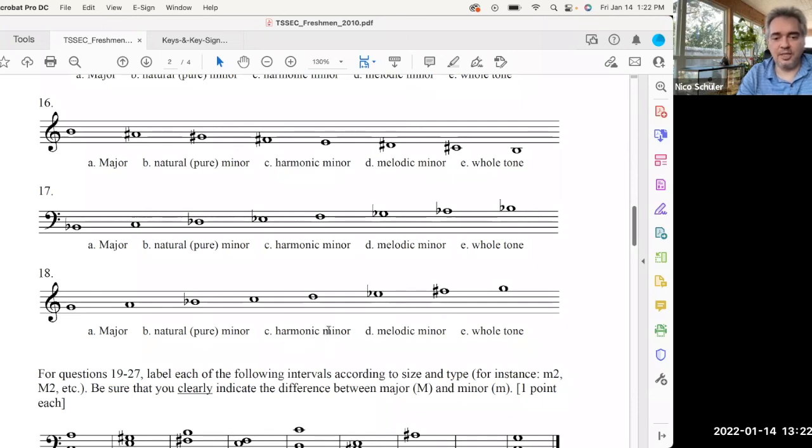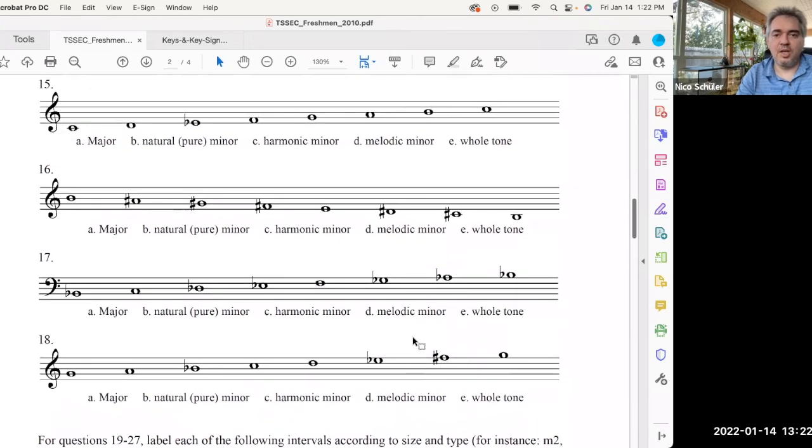Again, harmonic minor has, in addition to what's in the key signature, a raised 7th scale degree. And ascending, that means going up, a melodic minor scale has a raised 6th and 7th scale degree, but on the way down, melodic minor is like natural minor, which means just the accidentals that are in the key signature.